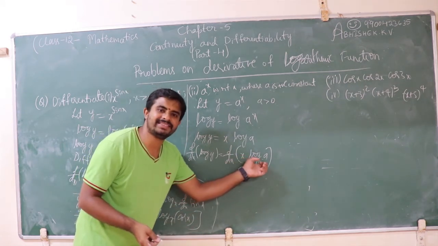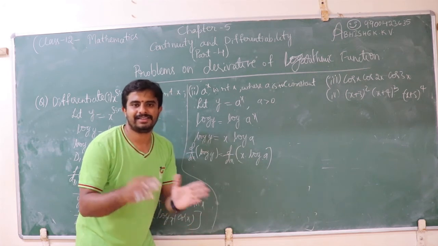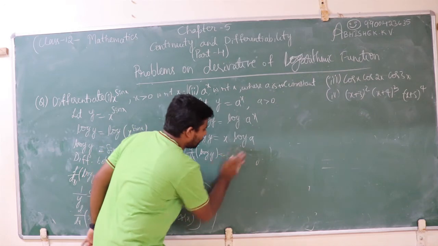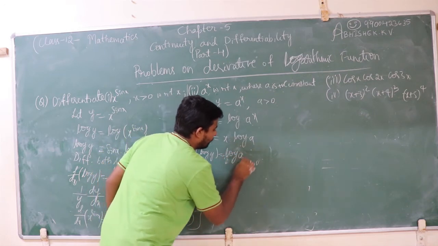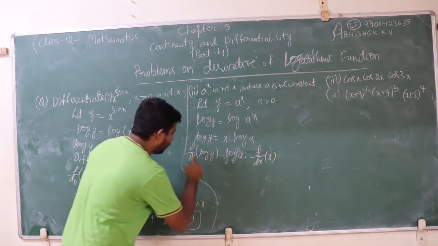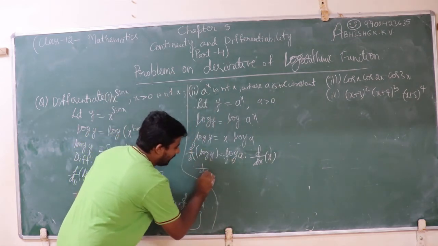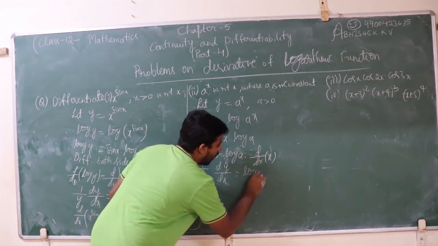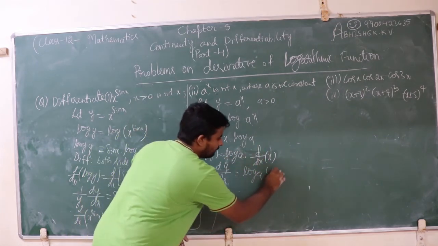So no need to take this as a second function because the derivative of a constant function is 0. So take this as outside. That is log a into d by dx of x. Therefore, d by dx of log y is 1 by y into dy by dx. This is equal to log a. d by dx of x is 1.